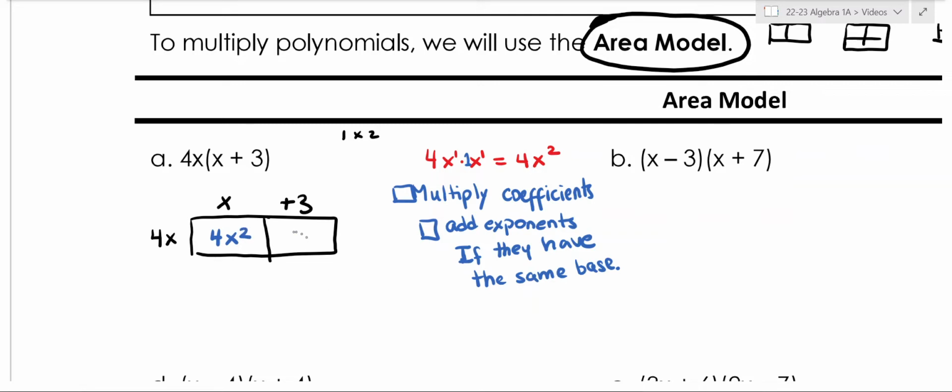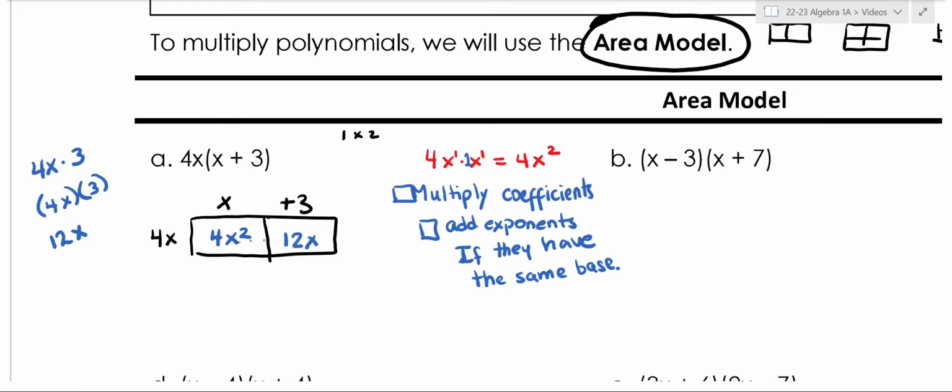All right, and then the next one, to get the answer for this second box, that's 4x times a positive 3. Okay, so we should be thinking like this, 4x times 3. Right, or wrapped in parentheses, 4x times 3. All right, the coefficients are the 4 and the 3, so that becomes 12. We're multiplying the coefficients, and we're going to add the exponents. Well, there's only one variable. So there you go, 12x.